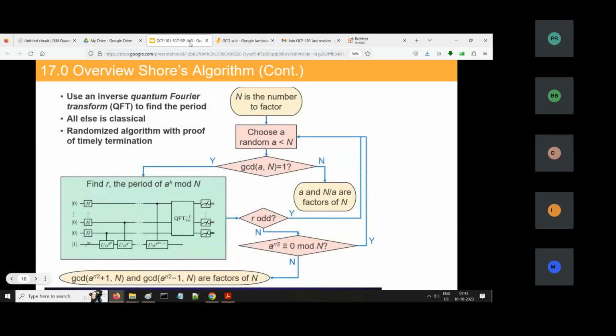So now, putting together the classical as well as the quantum portion. What we do is, n is the number to factor, and we choose a random a which is much less than n, and then we check whether it is trivial or not. If it is trivial, we just ignore it, because if you have 15 and 15, and if I give 3 and 15 and 15, then what?